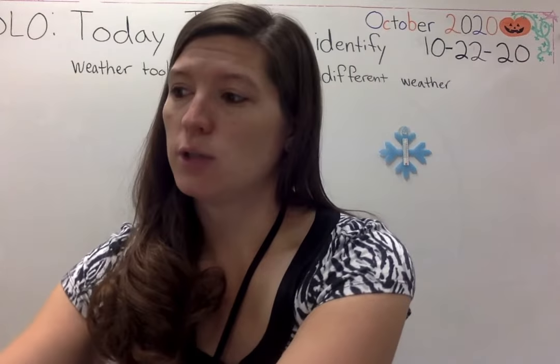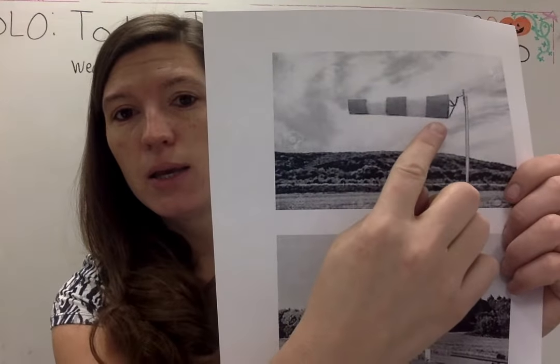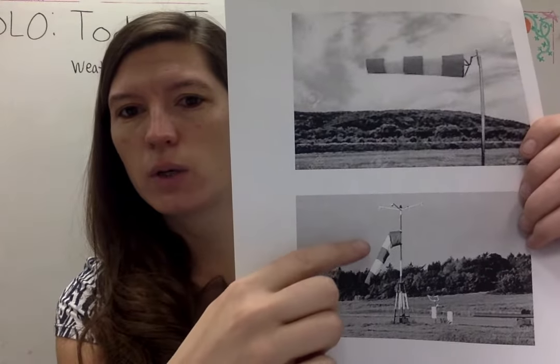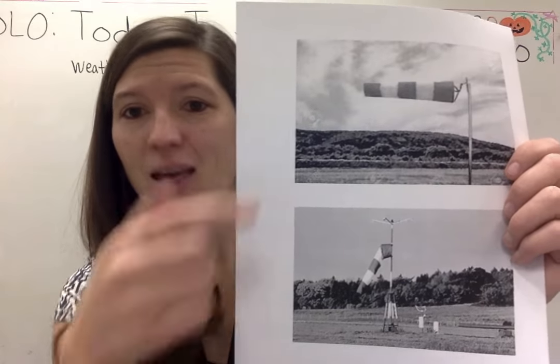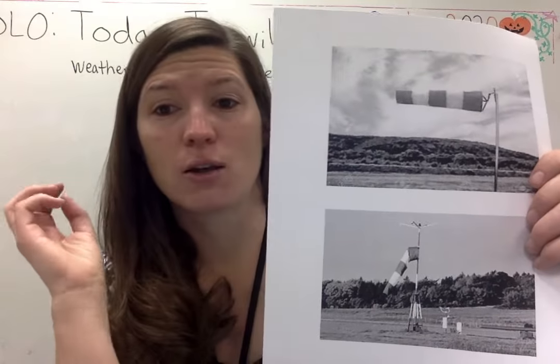So in this picture, look at the two windsocks. This one is straight and this one is just laying down flat. Which one do you think is a windy day, and which picture shows not a windy day? This is the windy day because the sock is full of wind, so it's blowing straight across the sky. And on this day, no wind, so the sock is just sitting there waiting for a windy day.